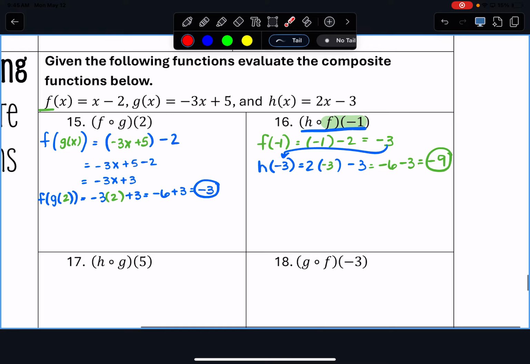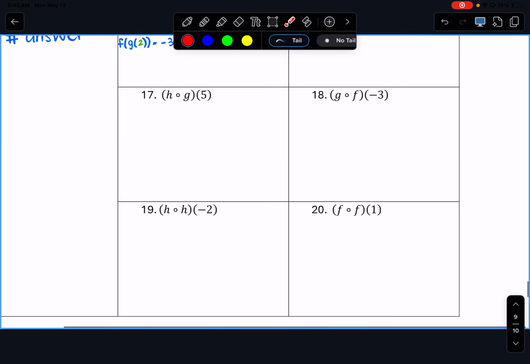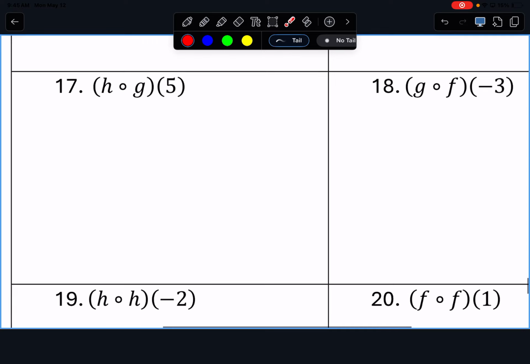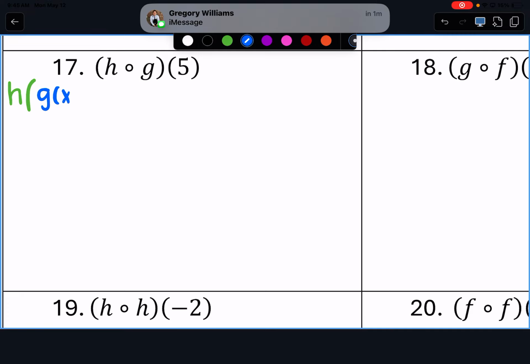Either way works. The first method allows you to do the exact same thing you've done on all the others first, so that you keep it consistent through all of them and then just plug in. Whereas the second way involves you doing a little bit different. Which way do y'all want to do? First. Okay, so for number 17, we're going to do h of g of x.